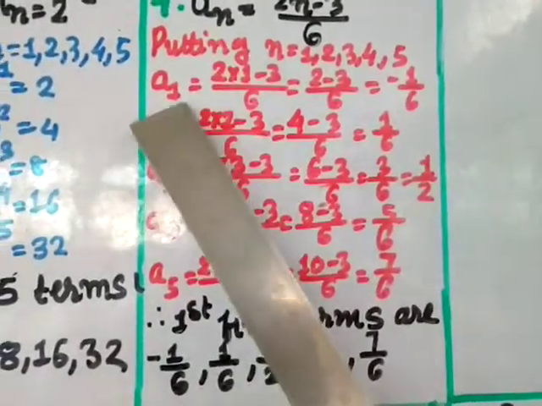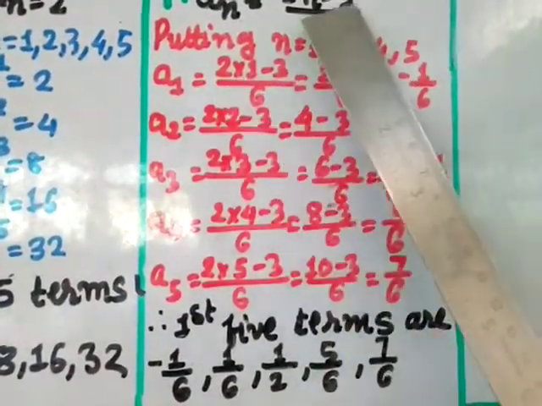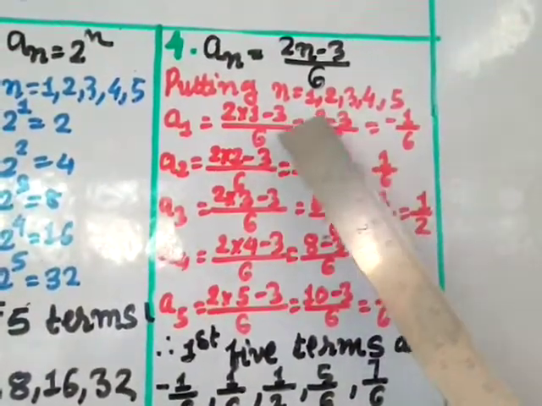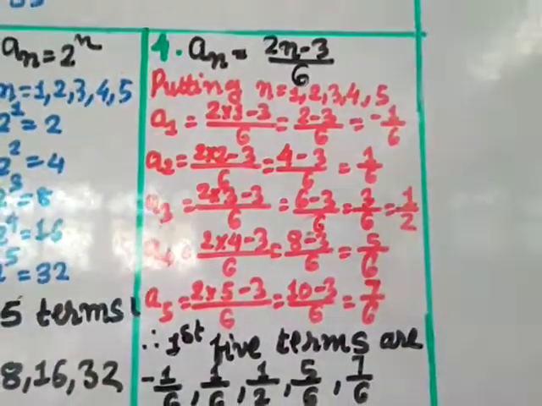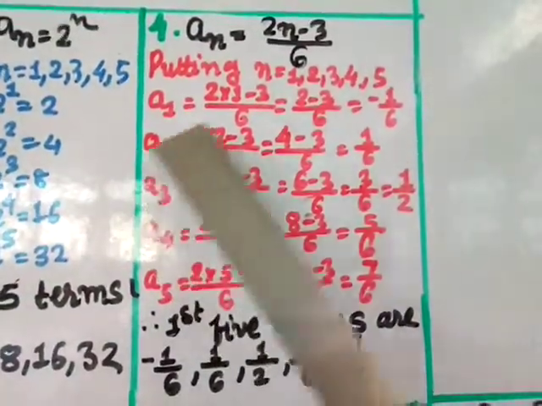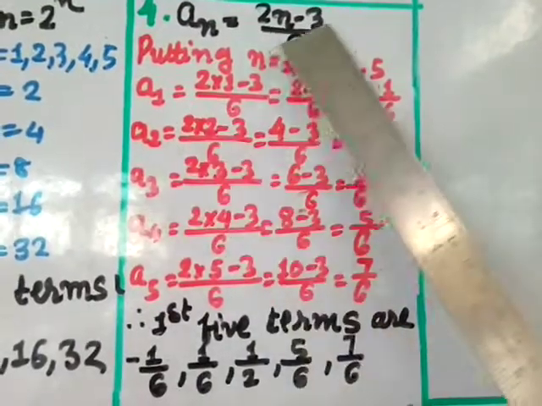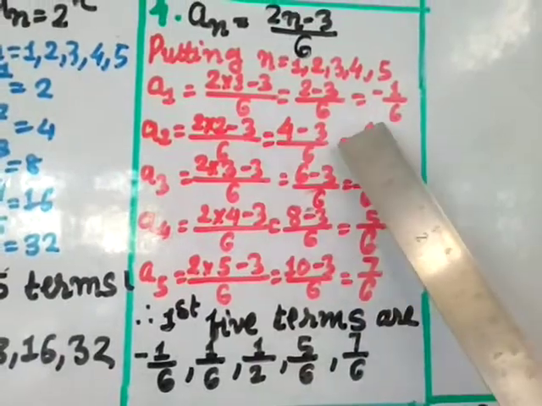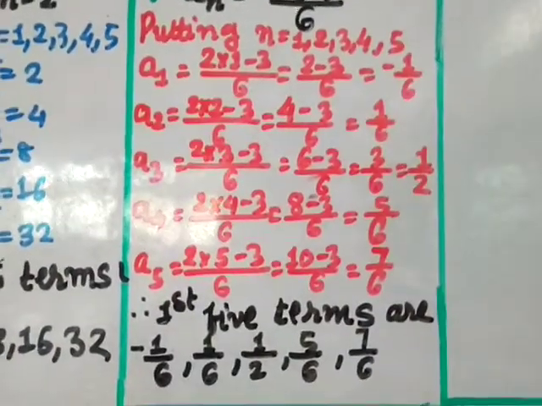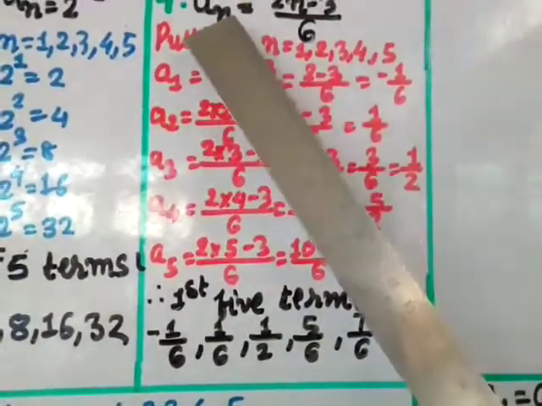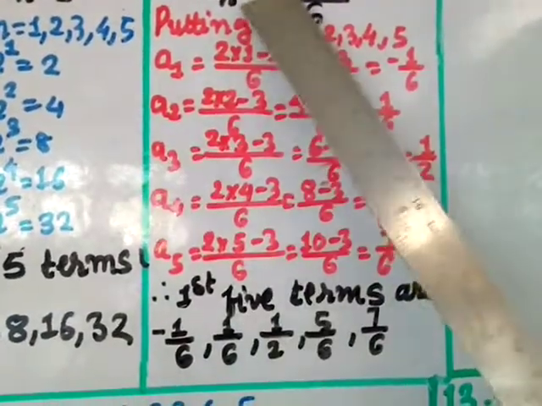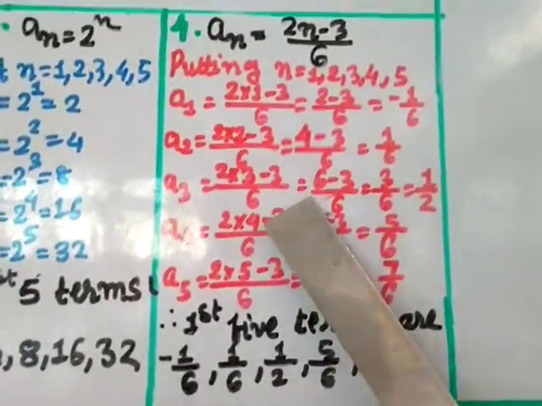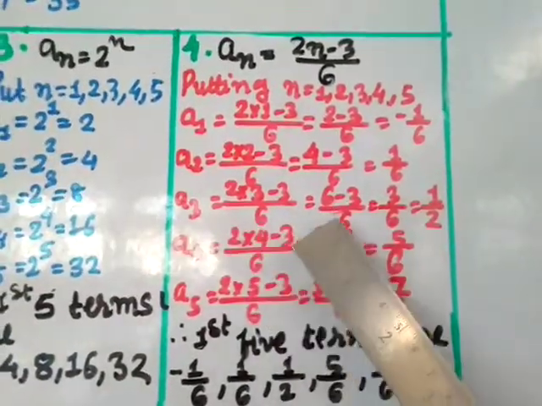So put here 1. a1 equals (2 into 1 minus 3) divided by 6. 2 into 1 is 2, minus 3, divided by 6. 2 minus 3 is minus 1, divided by 6 as it is. Put n equal to 2. So a2 equals (2 into 2 minus 3) divided by 6. 2 into 2 is 4, minus 3, divided by 6. 4 minus 3 is 1, divided by 6. Then put n equal to 3. So here you put 3, here also put 3. So you get (2 into 3 minus 3) divided by 6, where 2 into 3 is 6, minus 3, divided by 6.